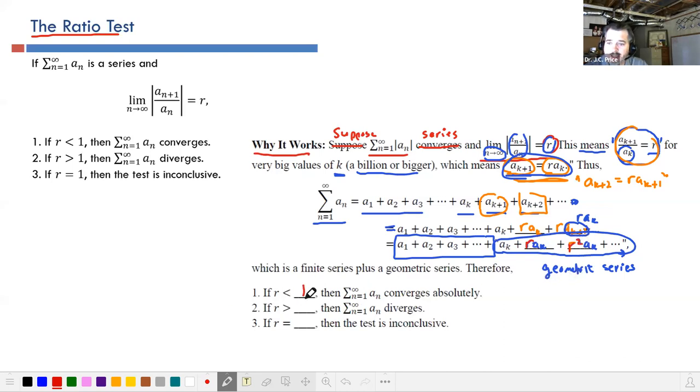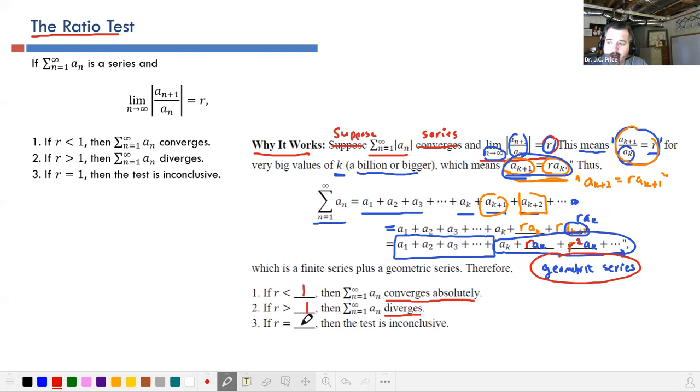So when R is less than 1, we know the geometric series converges. So our series converges, and it converges absolutely because we are actually testing the sum of the absolute value of the terms. But I dropped off that absolute value. Again, it was just so you can see this idea. Basically, we're testing to see if the series is a geometric series in the very end. And then if it's greater than 1, we know that it's going to diverge. So our series will diverge.